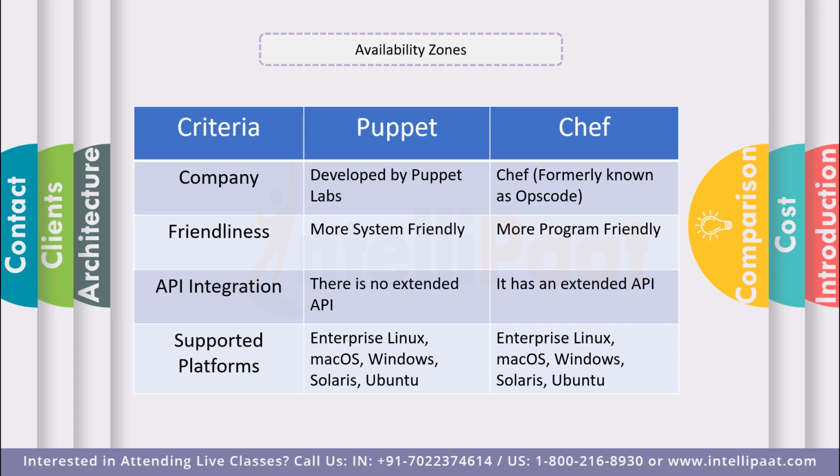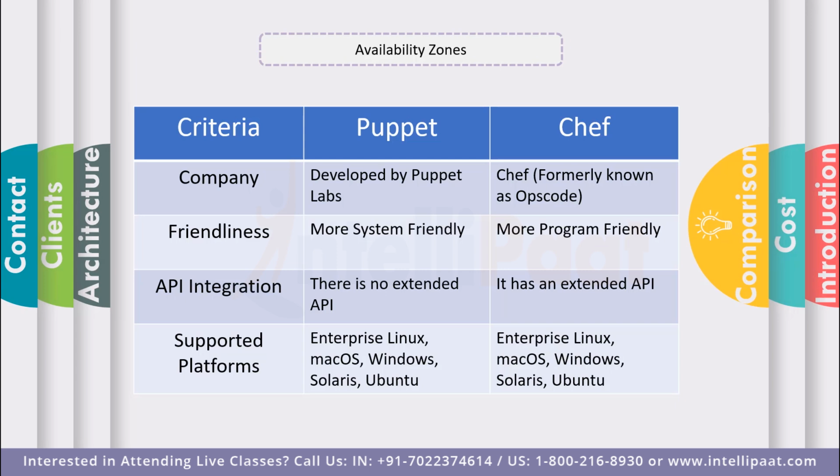Next, API integration. Puppet does not have an extended API. Chef has an extended API, and we all know APIs are really important. If you have an API, you can programmatically access certain things from the servers. Chef is program or code driven, and that's why they also have an extended API.